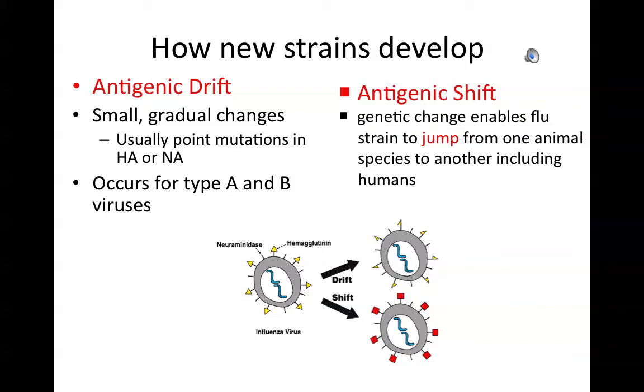Antigenic drift, slow, small, gradual changes that can also eventually lead to the virus being not nearly as virulent or as infective as it might have been when it first started to develop.